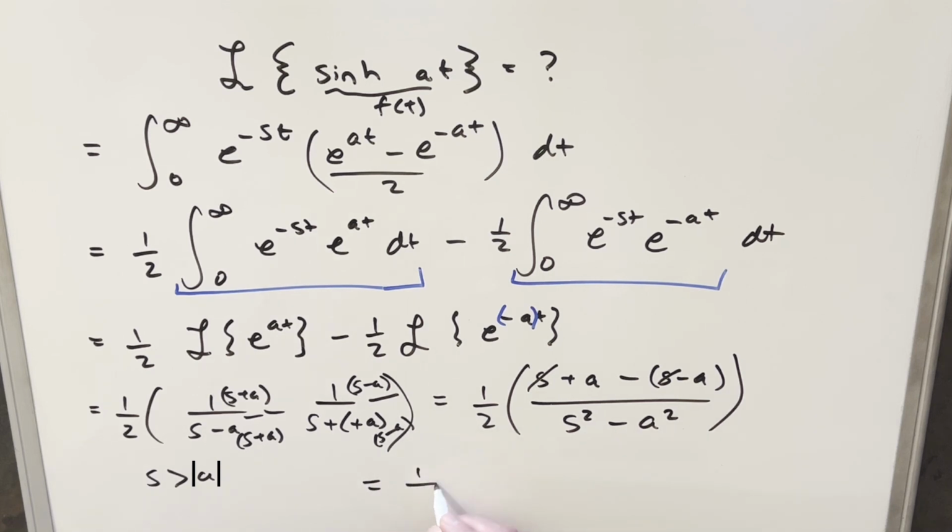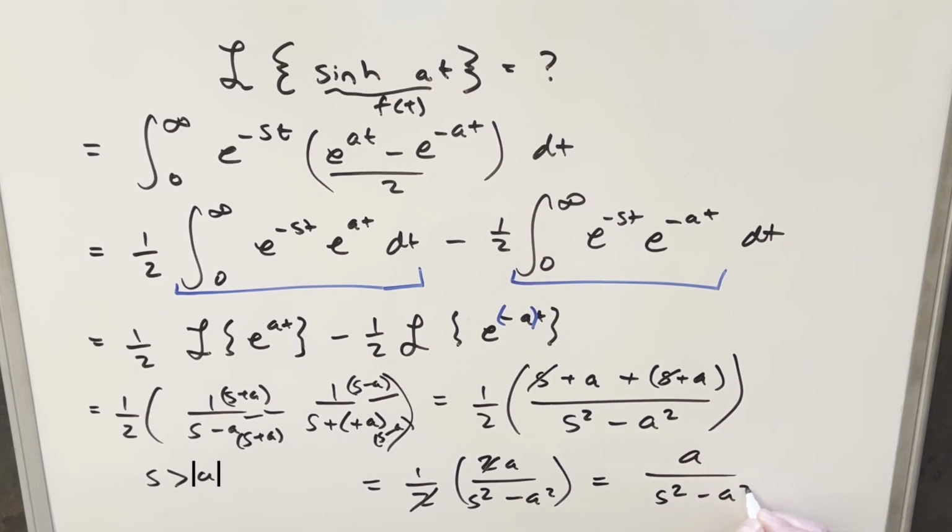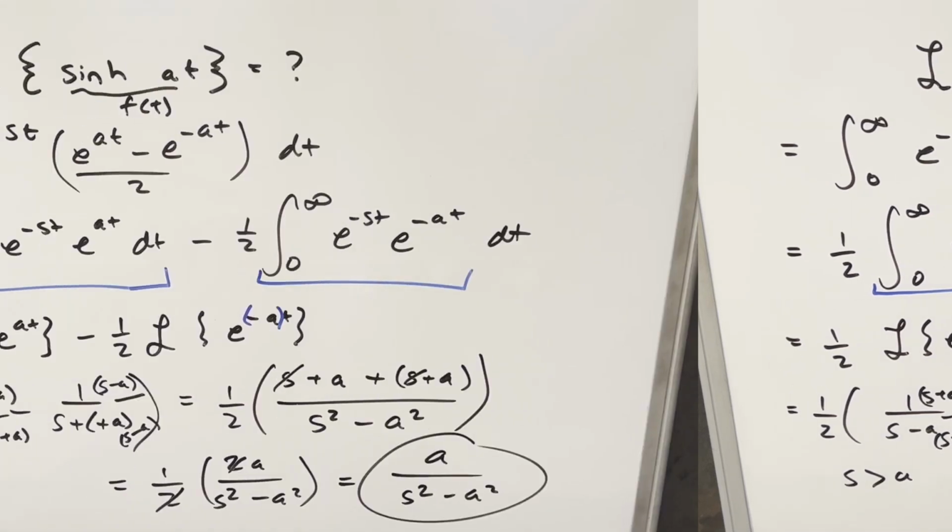So let's rewrite. We'll have 1/2. Now a minus times minus is plus, so this is going to be a plus a in the numerator, or just 2a, all over s squared minus a squared. But then the 2's are going to cancel, and so for our final solution, we just have a over s squared minus a squared, and we just need to remember this condition that s has got to be greater than a. So that's it, Laplace of sinh at.